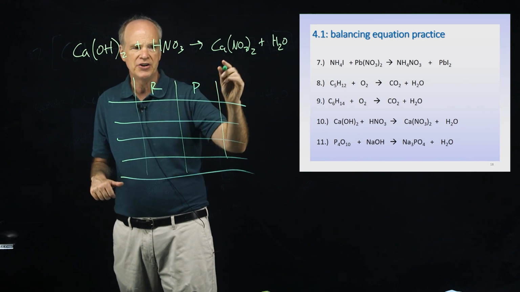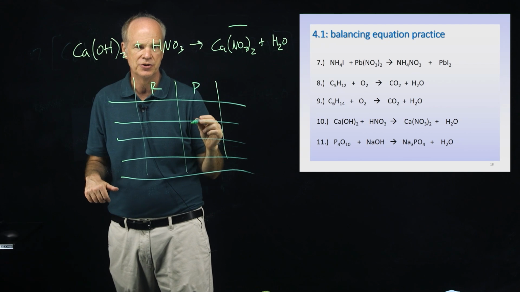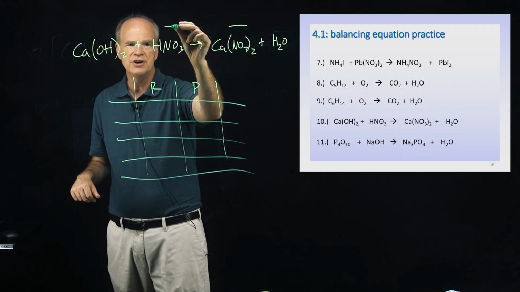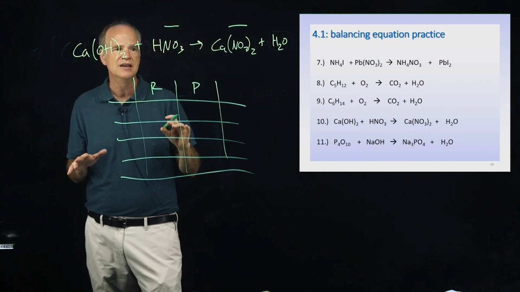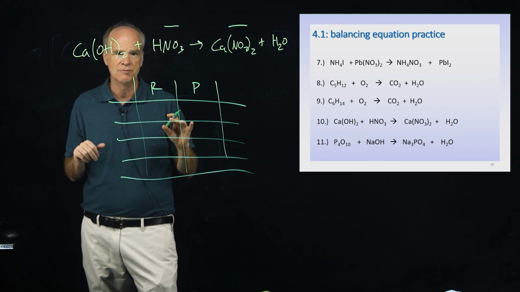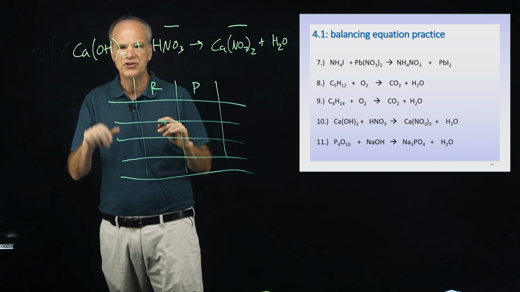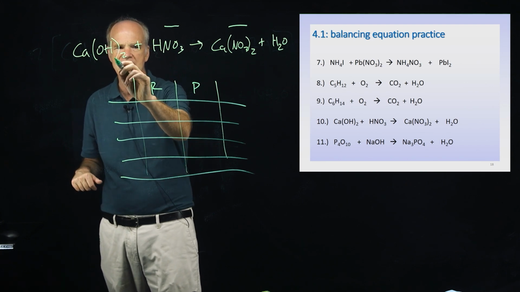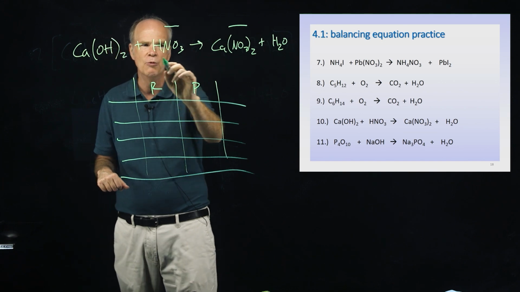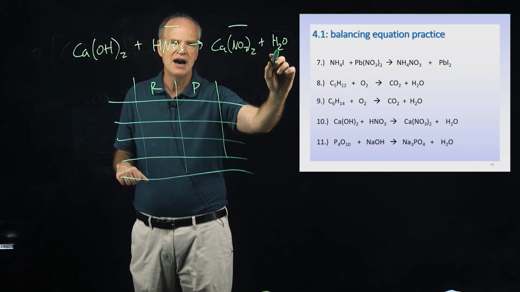On the product side, I can clearly see that there are 2 nitrates here. That is good. And we have a nitrate here, so it looks to me that we can probably balance whole nitrates. That should simplify the problem quite a bit. Now, let's look on the reactant side again. You can see there are 2 hydroxides. What we might hope for is that there are hydroxides on the product side.